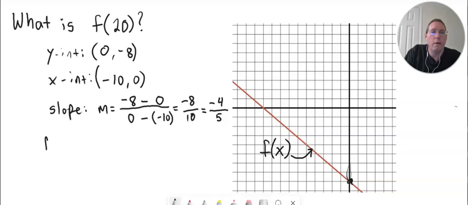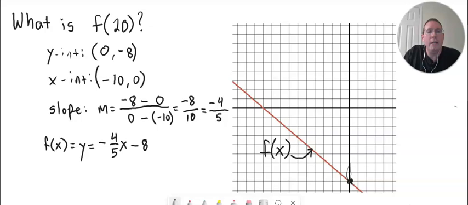So our function, f of x, is equal to y equals -4/5 x, and then our y-intercept is -8, so we'll put -8. So what we need to do now is identify f of 20. We're going to say that f of 20 is equal to -4/5 times 20 minus 8. Okay? Now, -4/5 times 20.